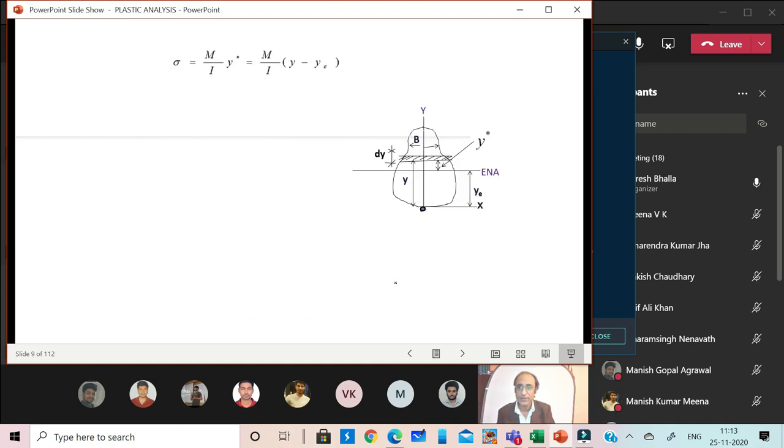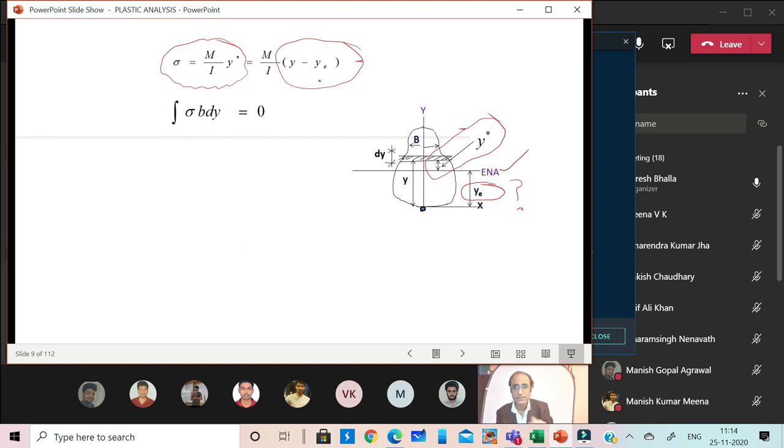So we do this integration. Now the stress is given by using the Euler-Bernoulli beam equation. So we have the elastic neutral axis, and we do not yet know the distance of the neutral axis from the bottommost. So the bottommost we have taken as the origin of the y-axis, and the stress will be governed by this term y star, that is the distance of the particular section from the neutral axis. So that's what we have done here. So y star is y minus ye, and we substitute it into the integration.